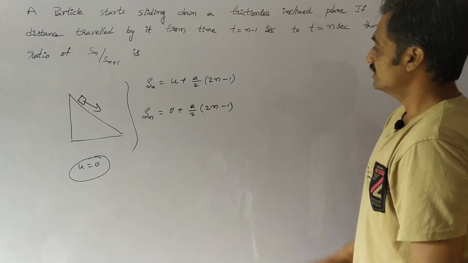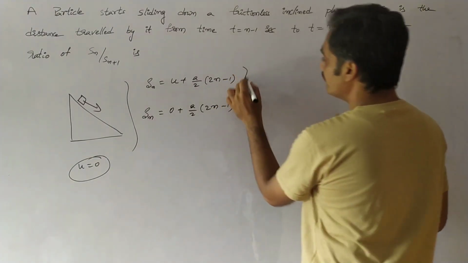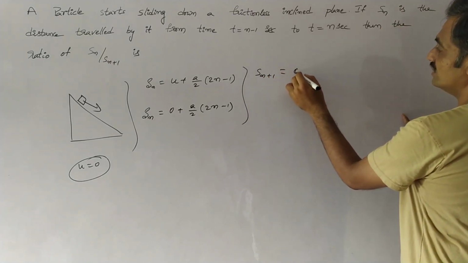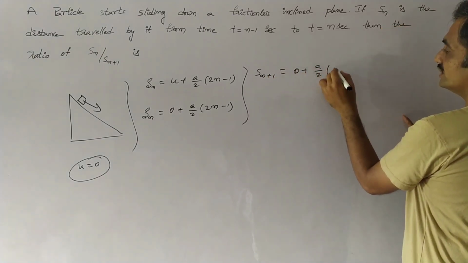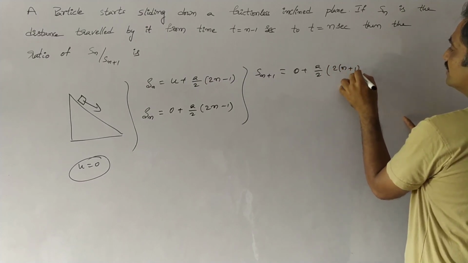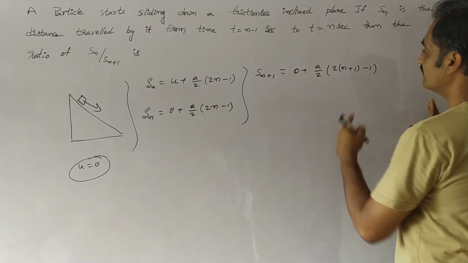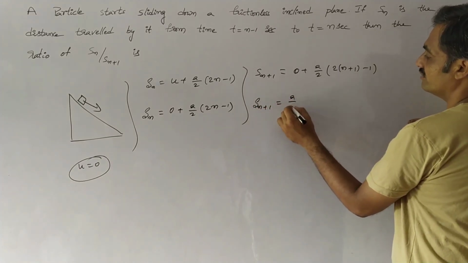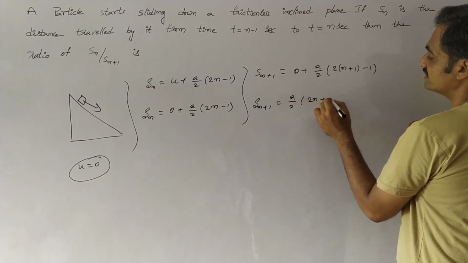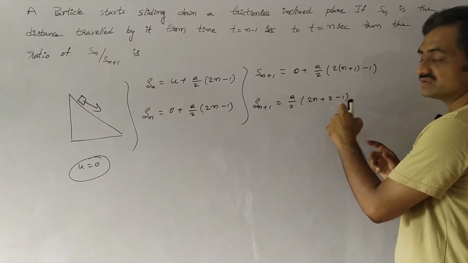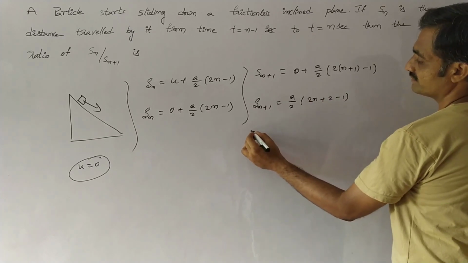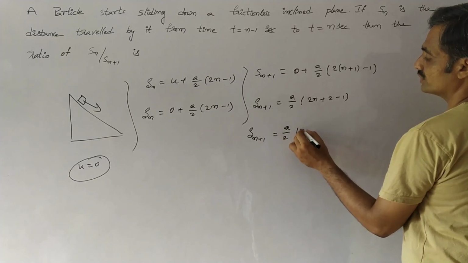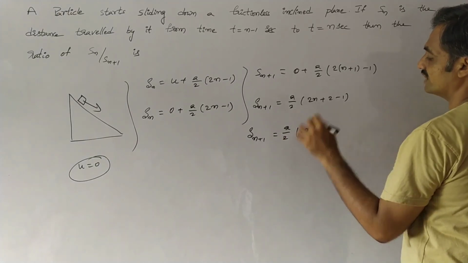Based on this, for the n plus 1th second, the distance travelled by the body is equal to 0 plus a by 2 into n plus 1 minus 1. Wait, that is 2 into n plus 1 minus 1. So S suffix n plus 1 equals a by 2 into 2n plus 2 minus 1. Since 2 minus 1 is nothing but 1, we have S suffix n plus 1 equal to a by 2 into 2n plus 1.